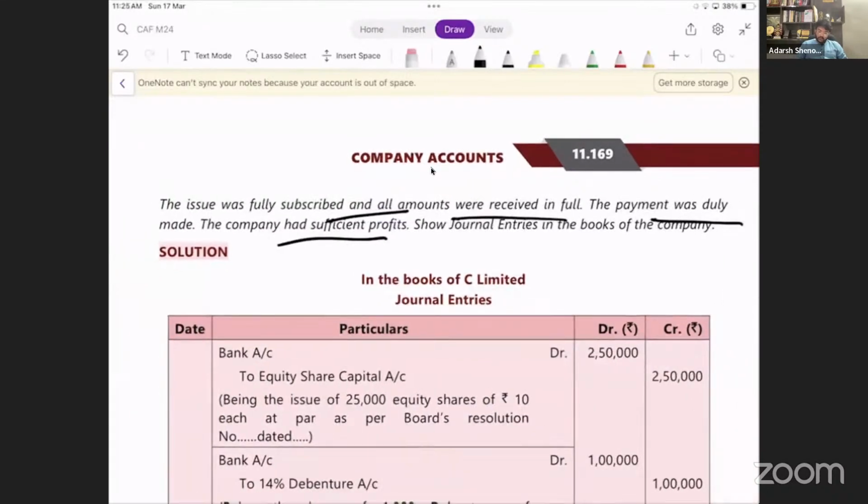So what have they said? The payment is duly made. The company had sufficient profits. So the remaining 50,000 we will create CRR. As per section 55, I will create CRR for the remaining 50,000.